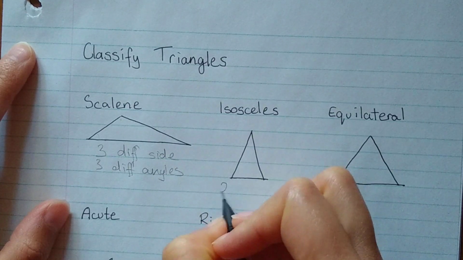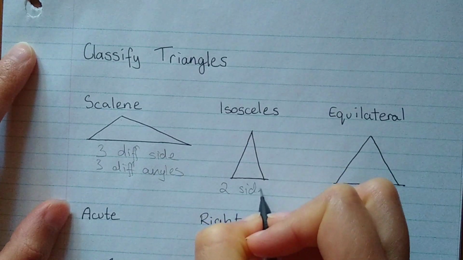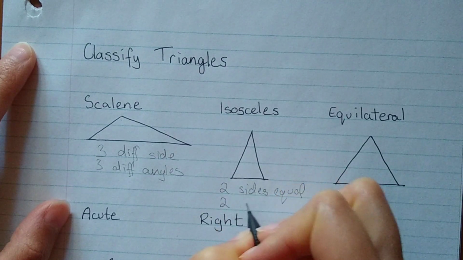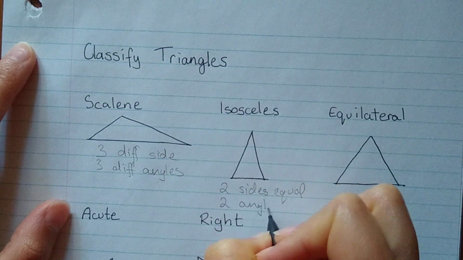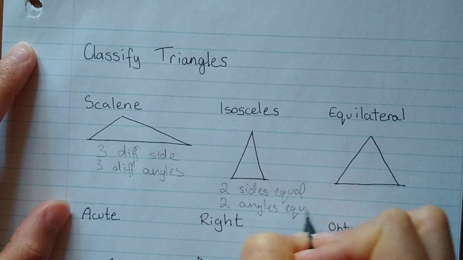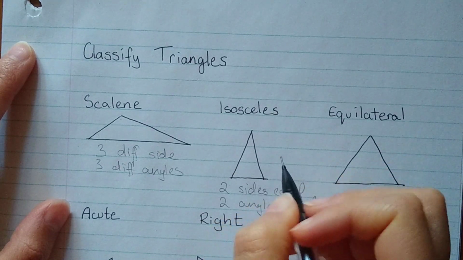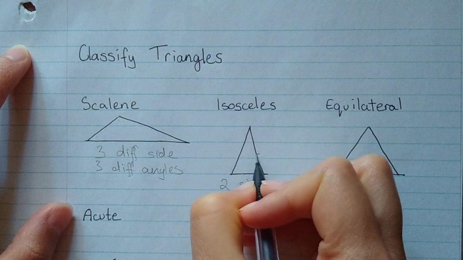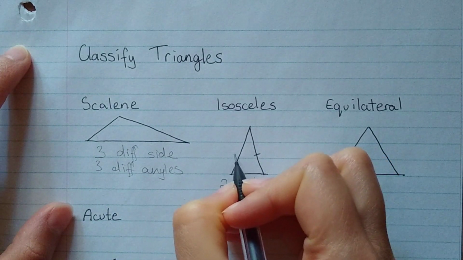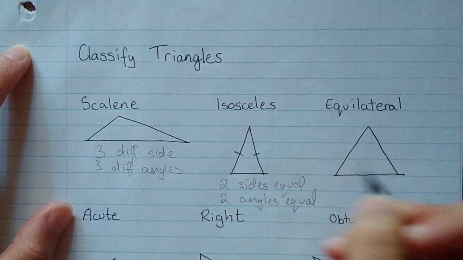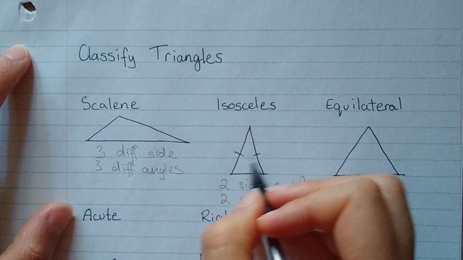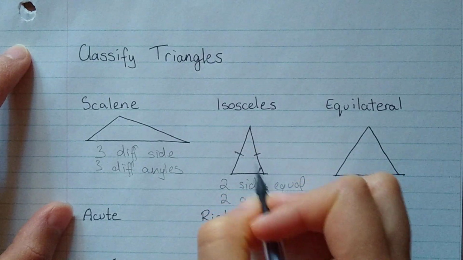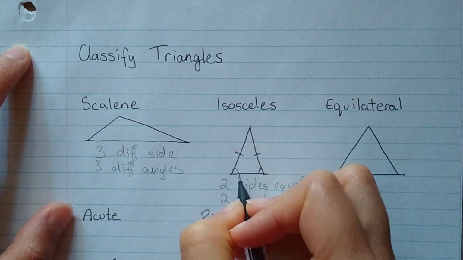Isosceles has 2 sides equal and 2 angles equal. So the way that you show this is these 2 sides are of equal length. So you put a line like this. And then the 2 angles opposite those sides are equal. So this one across from here and this one across from here.